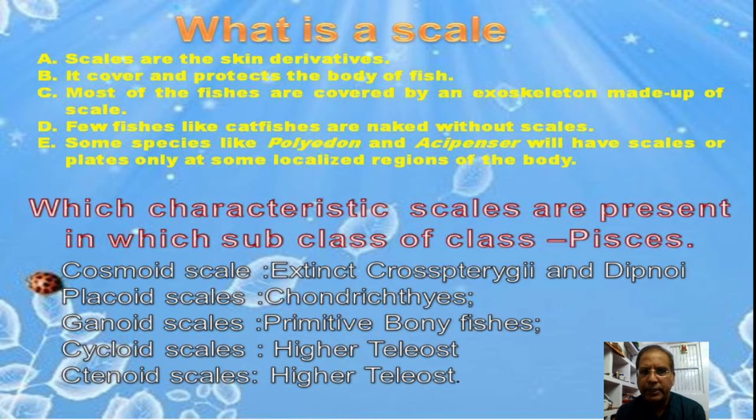The cosmoid scales are present on the extinct Crossopterygii and Dipnoid fishes. Placoid scales are present on the cartilaginous marine fishes, Elasmobranchii. Ganoid scales are present in the primitive bony fishes, while the cycloid scales and ctenoid scales are present in the higher teleosts.